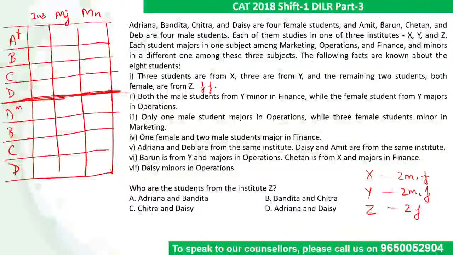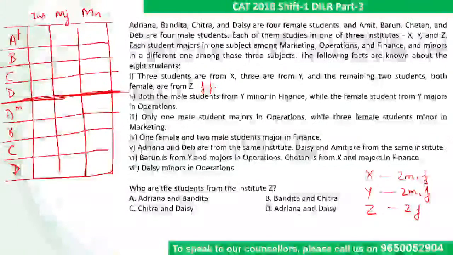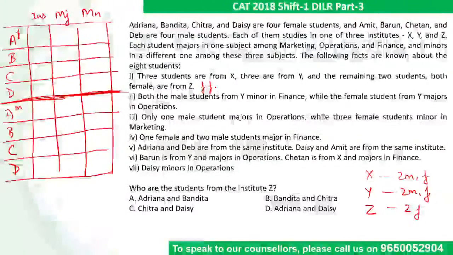Only 1 male student majors in operations, while 3 female students minor in marketing. 1 female and 2 male students major in finance. Adriana and Dave are from the same institute. Daisy and Amit are from the same institute. So Adriana and Dave are from the same institute, and Daisy and Amit are from the same institute.